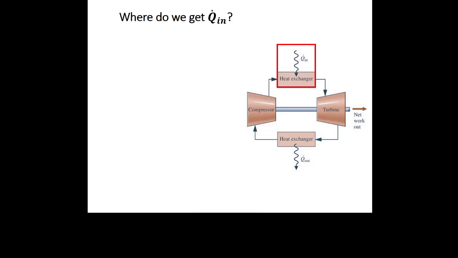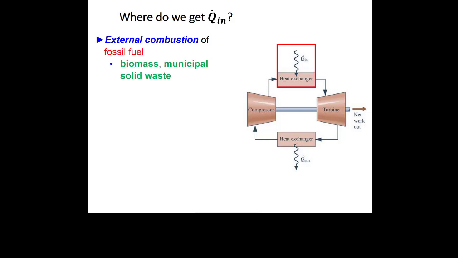So where do we get heat? Normally, this is from burning natural gas. So that's why most Brayton cycles that we think of, especially with the increase in the use of Brayton cycles, are coming from natural gas power plants. But it doesn't have to be. The number one driver here is this external combustion of fossil fuels, so that's natural gas. But anything that's generating heat, you could also use.